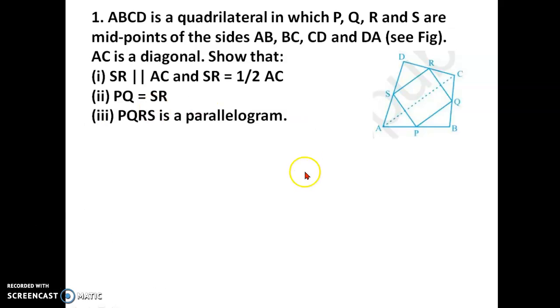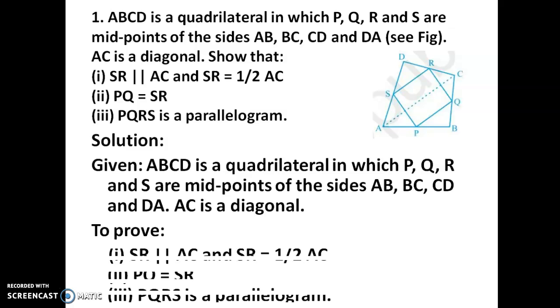In the diagram we can see that ABCD is a quadrilateral. Quadrilateral means any closed figure with four sides. And you have midpoints P, Q, R, S for the sides AB, BC, CD and DA. AC is a diagonal. We have to show that SR is parallel to AC and SR is half of AC. That is the first one we have to prove now.